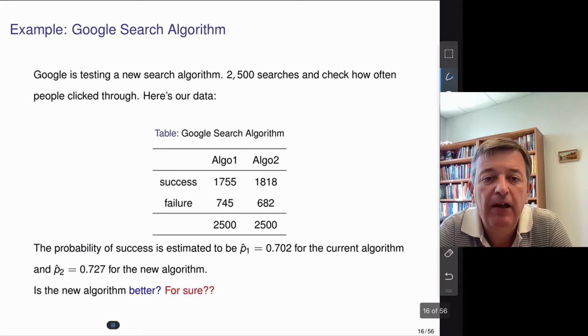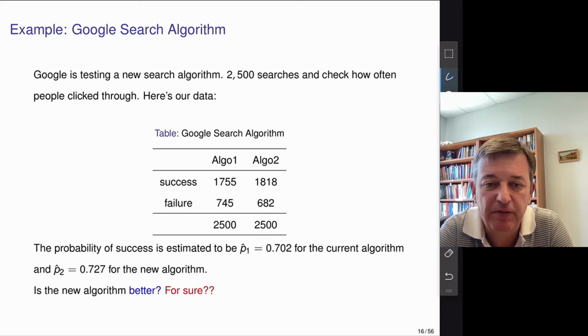Quick example. Suppose Google is changing something in its search algorithm, and it wants to check how often people click through. It wants to test algorithm 1 versus algorithm 2. Usually these things are very fine. The differences are very small.